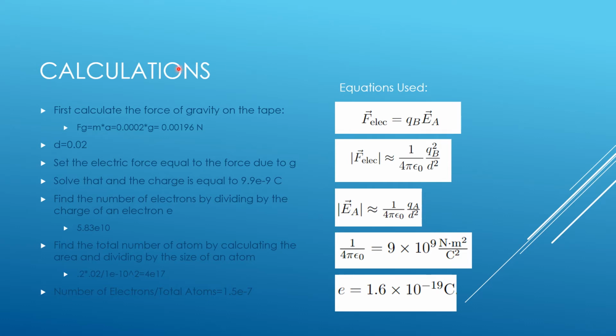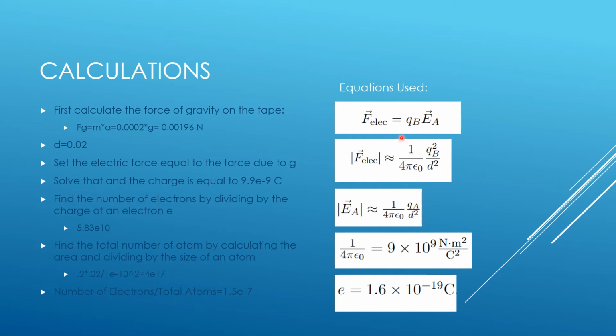After we did the experiment, we first calculated the force of gravity on the tape, which is just mass times acceleration. The mass of the tape we found was 0.0002 grams, and multiplying by the acceleration due to gravity gave 0.00196 newtons. The distance of separation found between the two pieces of tape from the previous slide was 2 centimeters.